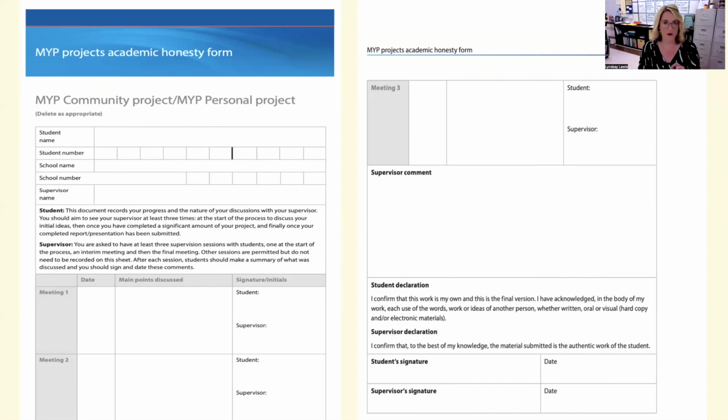So you'll notice that there are going to be 3 specific meeting times where you will have a one-on-one or a time where your group is meeting with your community project teacher advisor, which is your homeroom teacher.